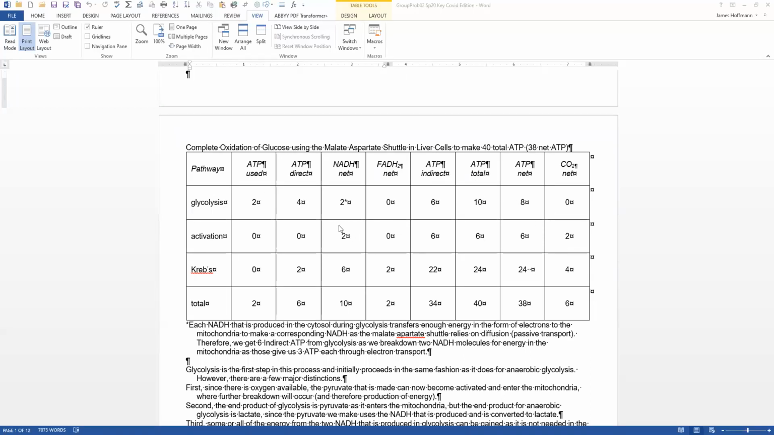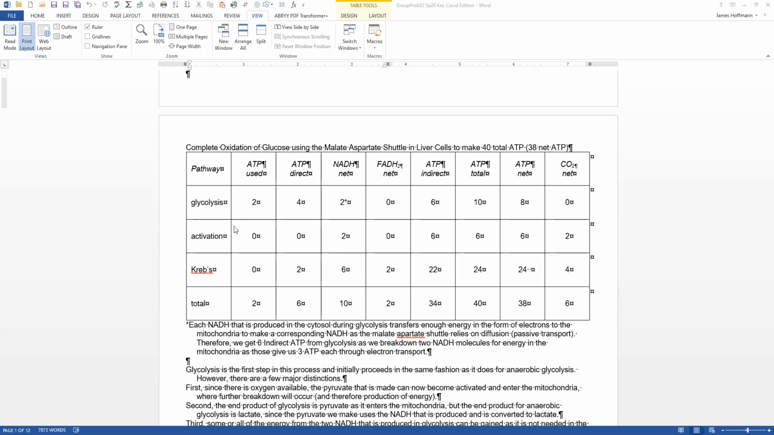But if I ask the same question for activation, what's the total ATP you get for 1 glucose molecule in the activation step? Well, you come over here, and I get 2 NADHs, which gives me 6 indirect ATP. I don't get any direct ATP out of that, so I don't have any ATP directly made. That gives me 6. So what's your net?